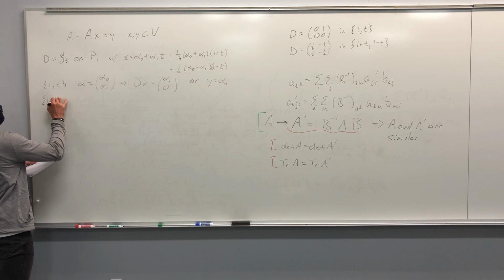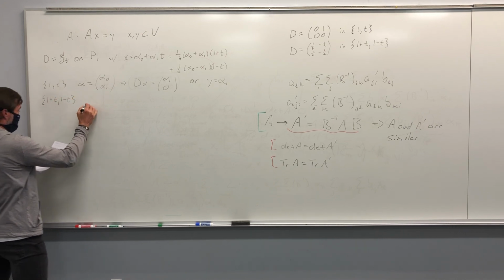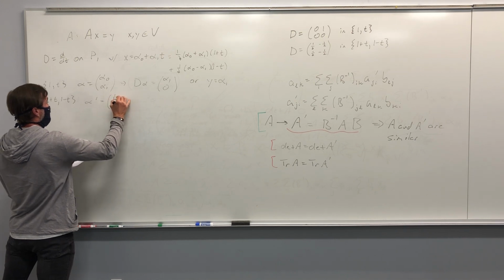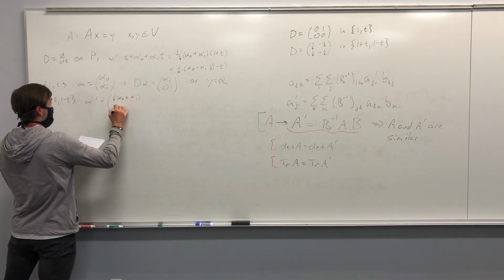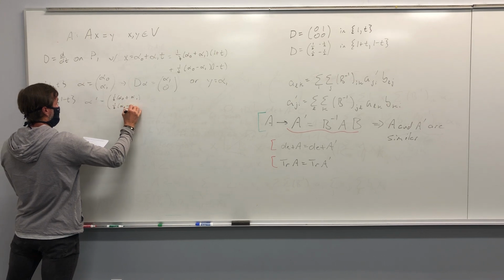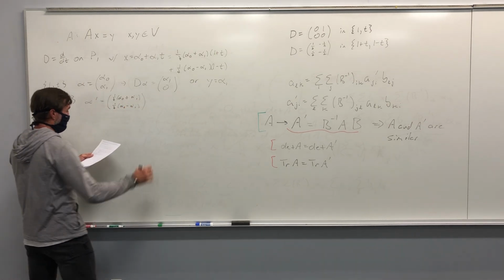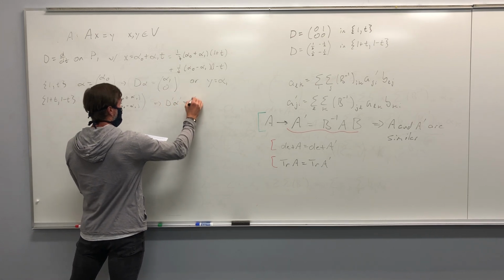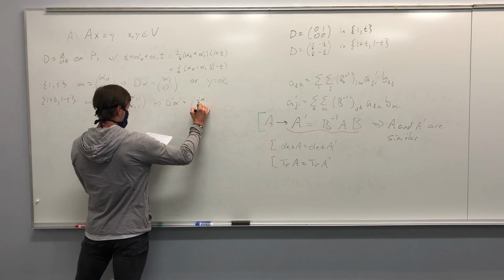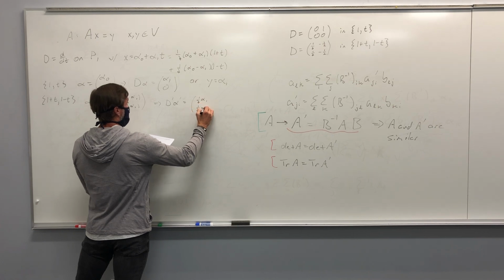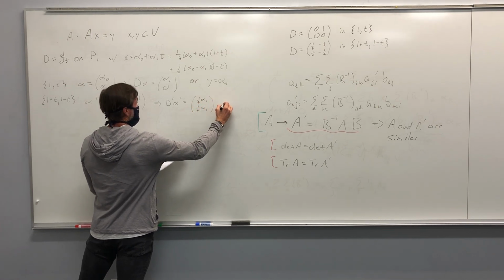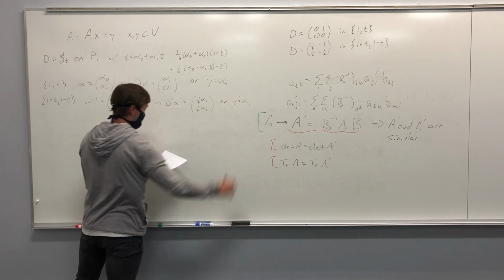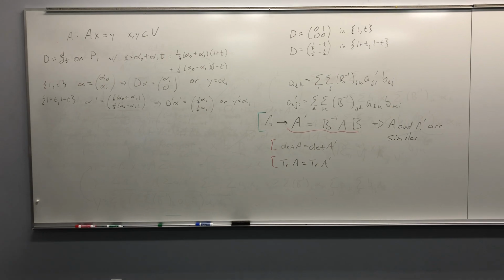And in the 1 plus t, 1 minus t basis, we have that alpha primed is 1/2 alpha 0 plus alpha 1, 1/2 alpha 0 minus alpha 1. And then d primed alpha primed gives me 1/2 alpha 1, 1/2 alpha 1, which is y prime equals alpha 1.